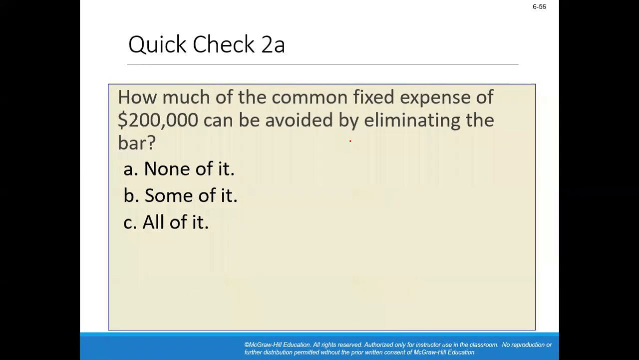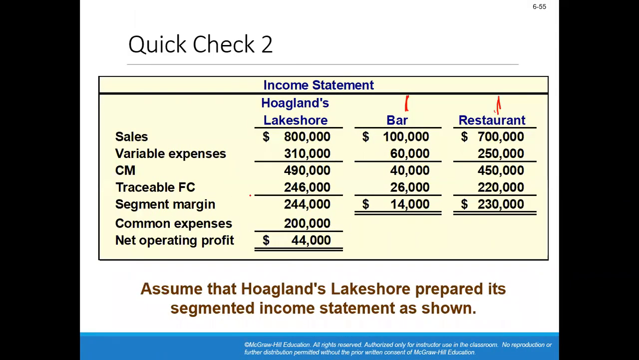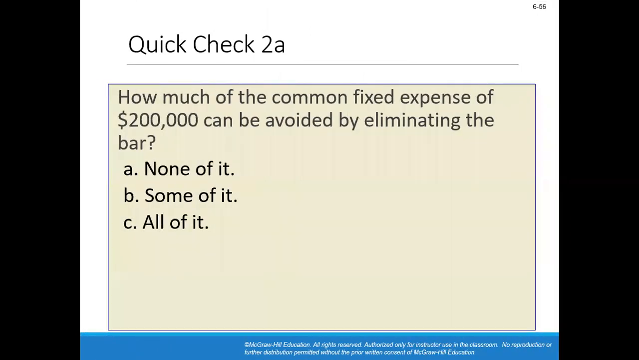Now we'd like to see this question: how much of the common fixed expenses of 200,000 can be avoided by eliminating the bar? You see that they have a common fixed cost of 200,000. I'll ask you the question, and you will give the response very quickly. If we stop the bar, how much of the common expenses of 200,000 can we avoid? What will be your answer? Very quick, please.